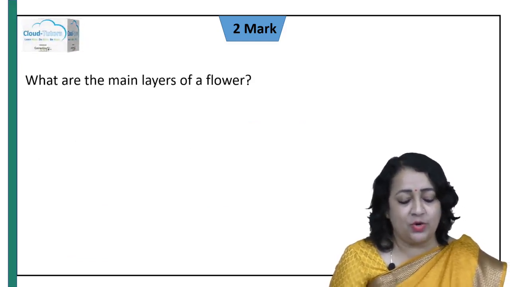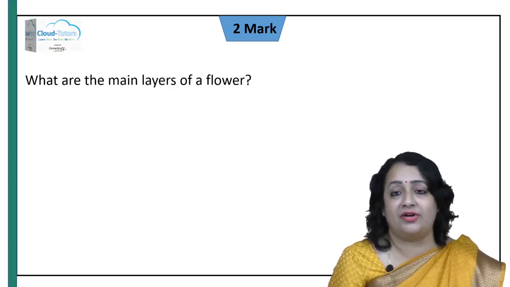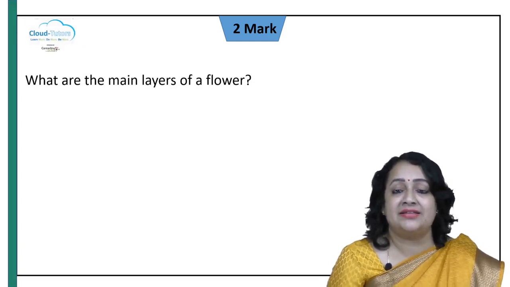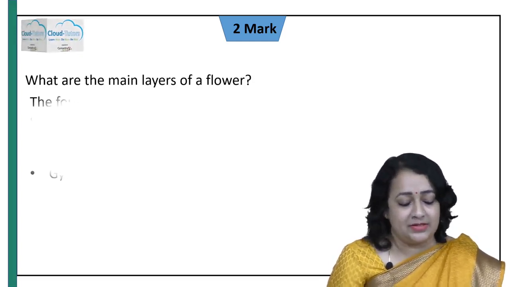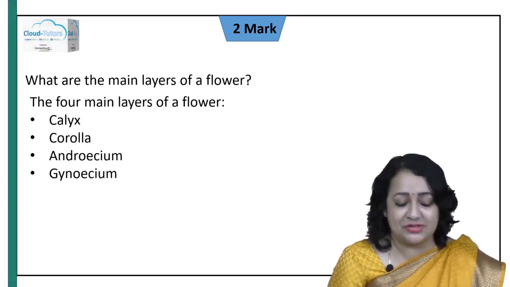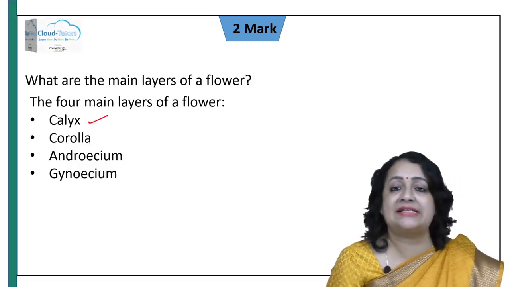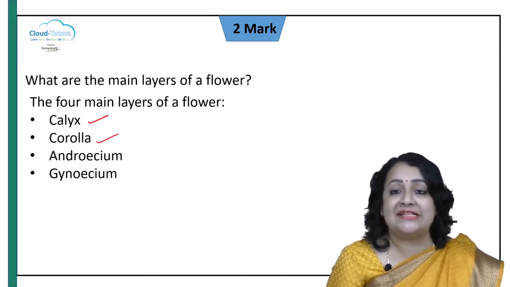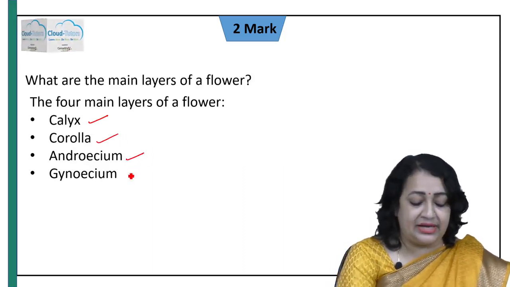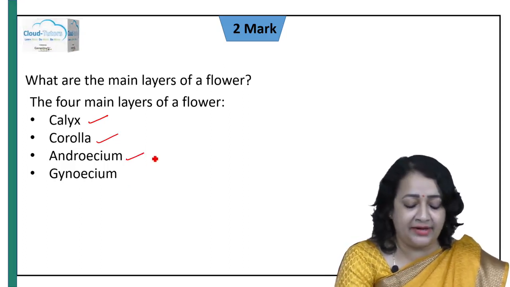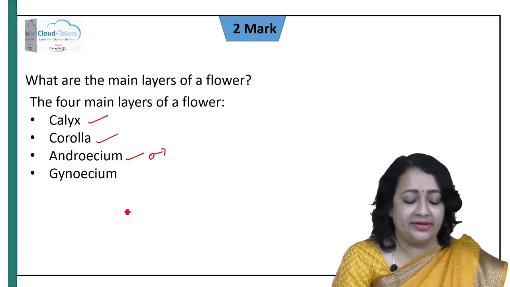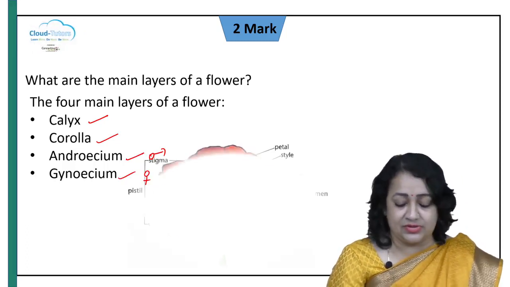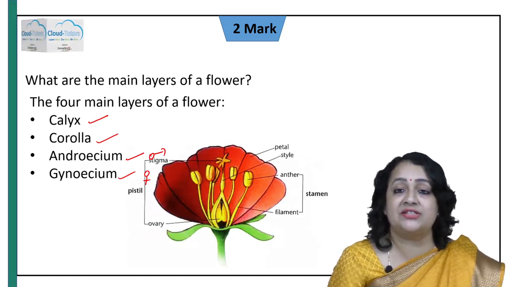Next 2-mark question. What are the main layers of a flower? We are talking about the different whorls of a flower. When we say main layers, that is nothing but the whorls of a flower. There are 4 main whorls. Calyx, which is made up of sepals. Then we have corolla, which is made up of petals. Then we have androecium, which is the male reproductive part, and the gynoecium, which is the female reproductive part.